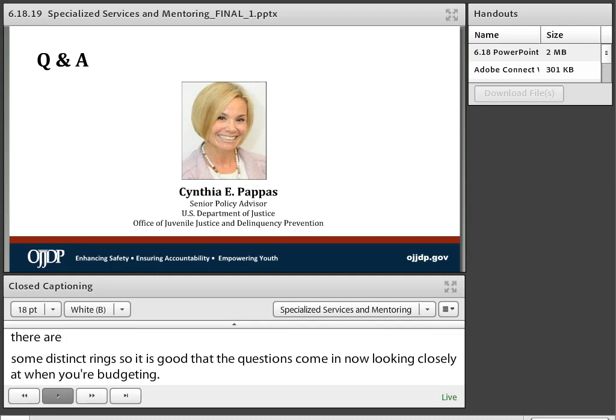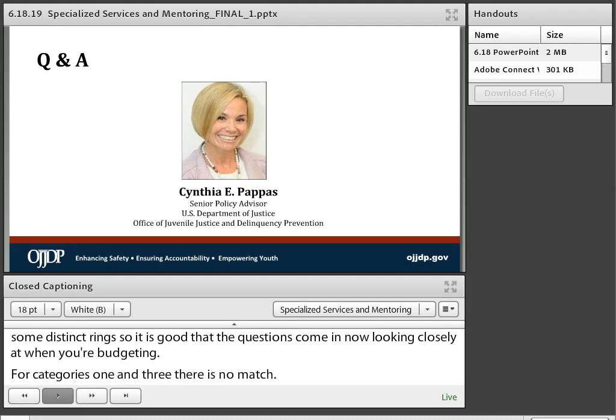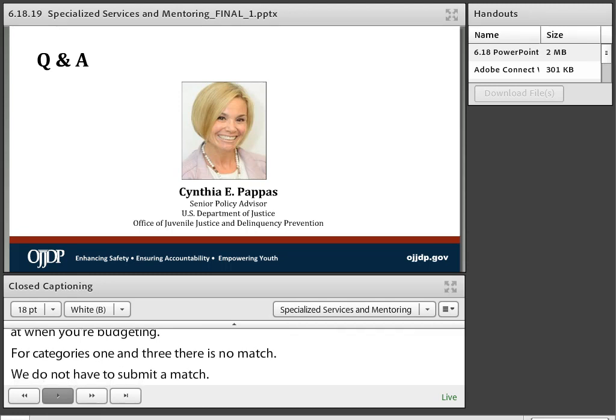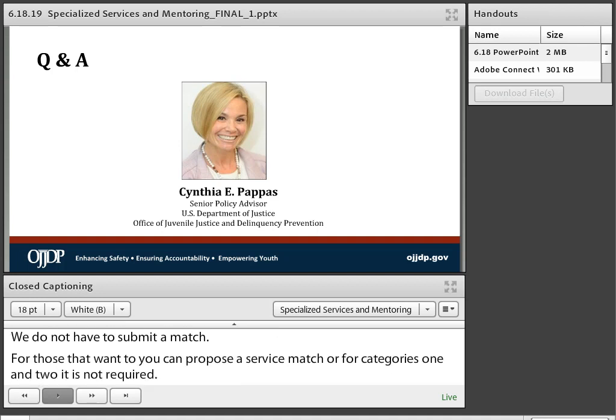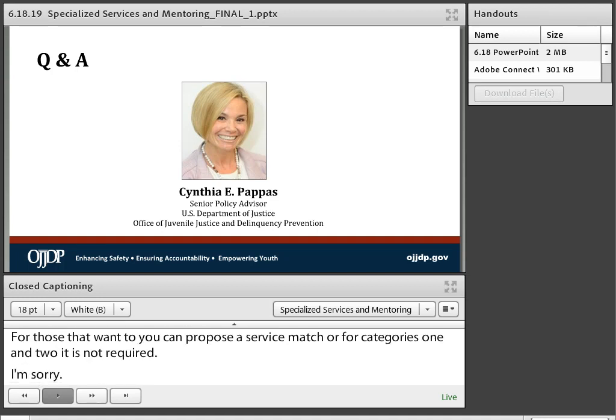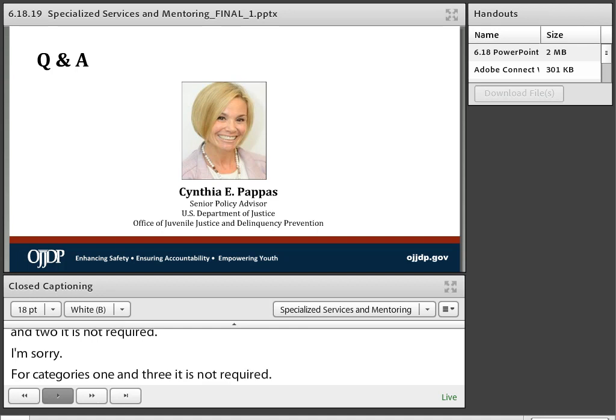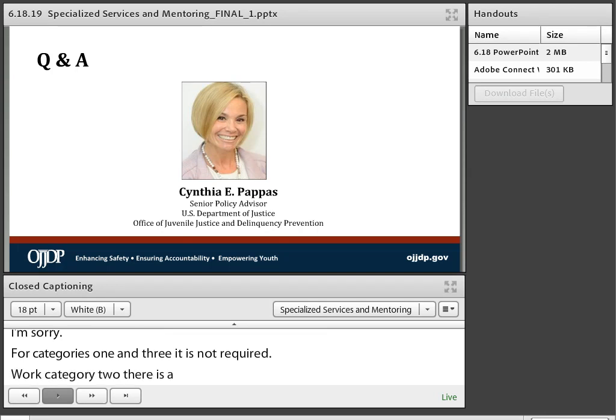For those that want to, you can propose an in-kind or service match. But for categories 1 and 2, it is not required. I'm sorry, oh geez, I'm going to confuse everyone. For categories 1 and 3, it is not required. For category 2, there is a required match. So federal funds awarded under this part of the solicitation, under category 2, may not cover more than 75% of the total cost of the project.